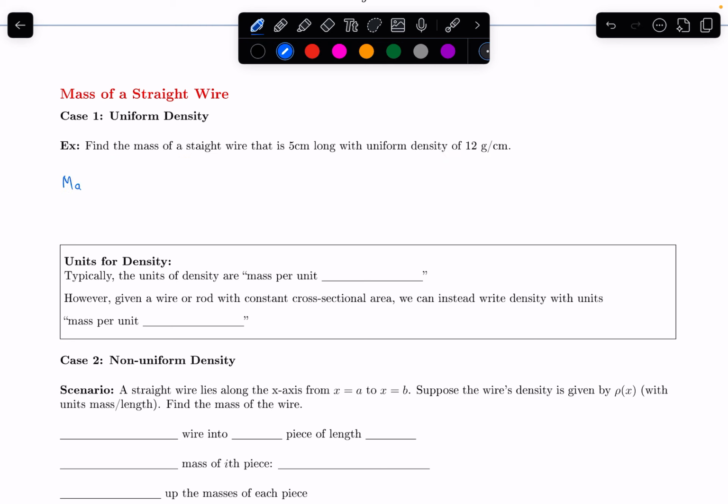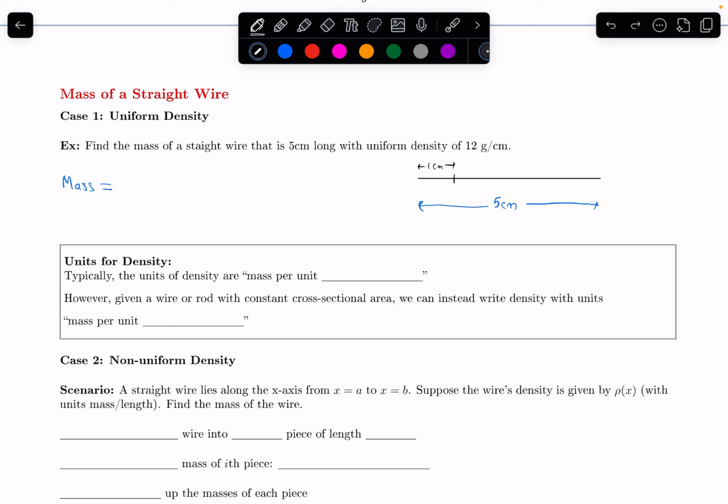So if I want to find the mass of this wire, let's draw a picture. Imagine I have this wire. It is just a straight wire and it's 5 centimeters long. What this density quantity means is that if I go 1 centimeter along the way, the mass of that portion is going to be 12 grams. And if I go the next centimeter, that's also going to have a mass of 12 grams.